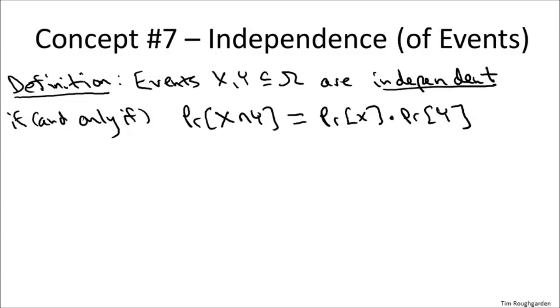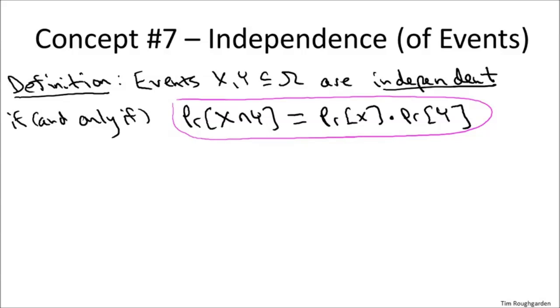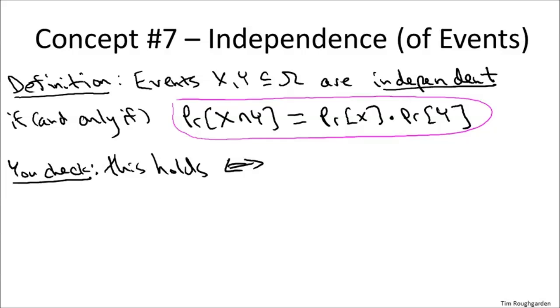Let me rephrase it in a way that is even more intuitive. I'll let you check this, it's just some trivial algebra. This equation holds for the events X and Y if and only if, using the definition of conditional probability we had on the last slide, the probability of X given Y is exactly the same thing as the probability of X. So intuitively, knowing that Y happened gives you no information about the probability that X happens. That's the sense in which X and Y are independent.